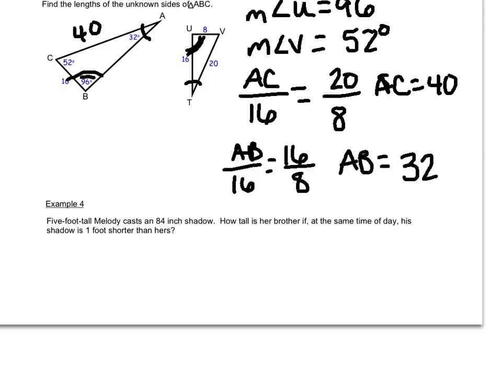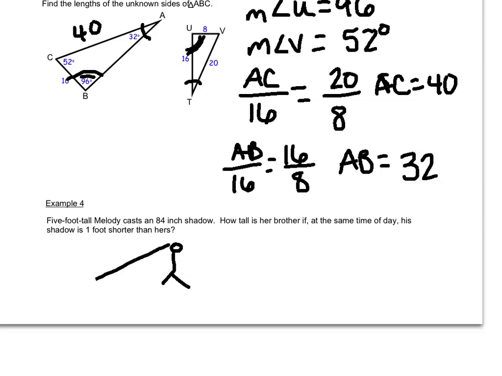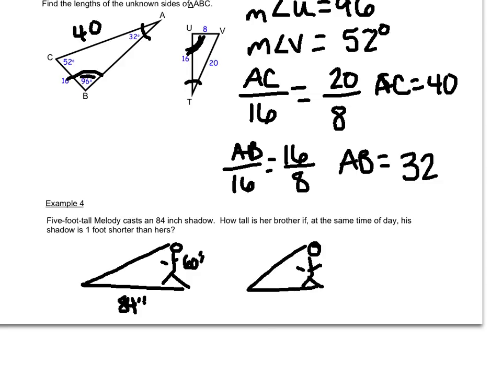And finally, example 4. 5-foot-tall Melody. So here's Melody. She casts a shadow that's 84 inches. And she's 5 feet tall, which is 60 inches. We're going to convert everything to the same units. How tall is her brother if at the same time of day his shadow is 1 foot shorter? So we'll take 12 away from the 84, so we get 72 inches, and we want to find out how tall he is.